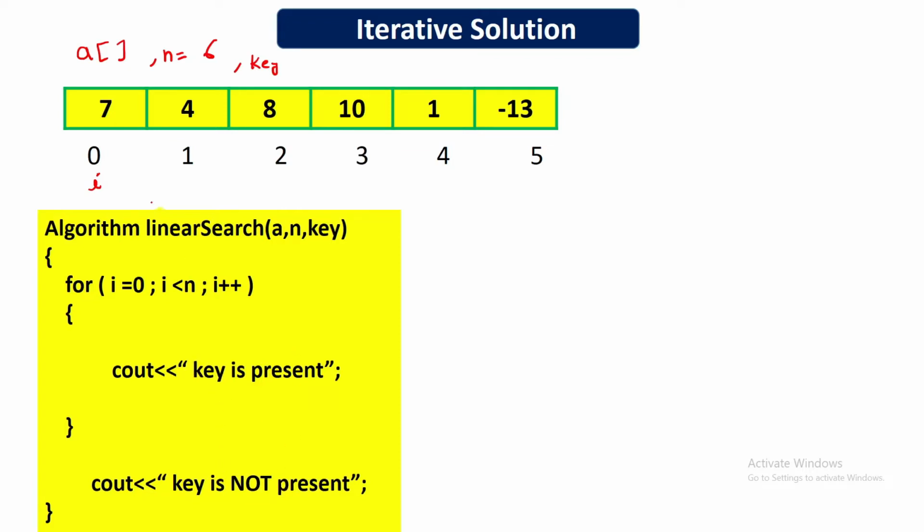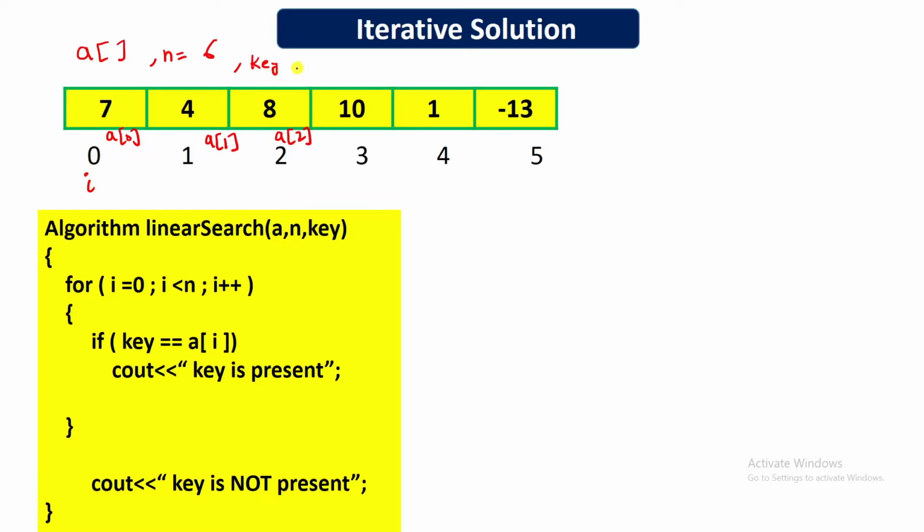Basically I am checking my key element with this 0th element. So this element 7 can be called A of 0, and 4 can be called A of 1. I hope you know what an array is and how this works. Same way, 8 can be written as A of 2. So what the linear search algo says is: check if the key element is equal to A of i or not. Initially I have i equal to 0.